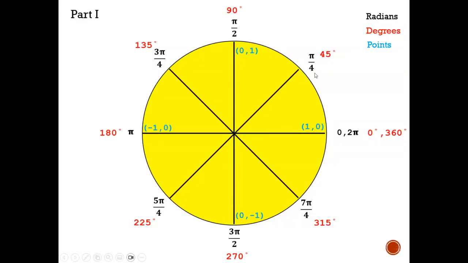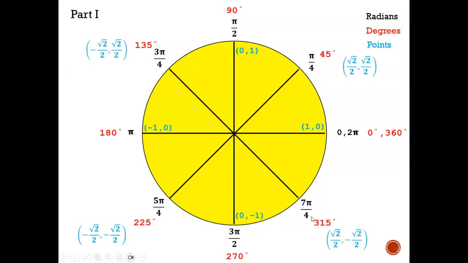Then after that, all the other points are going to be square root of 2 over 2 and square root of 2 over 2 for both x and y. Just remember the signs of the different coordinates in the different quadrants. So in quadrant 2, it's negative square root of 2 over 2 and square root of 2 over 2. In quadrant 3, 5 pi over 4 is going to have both coordinates negative, negative square root of 2 over 2 and negative square root of 2 over 2.